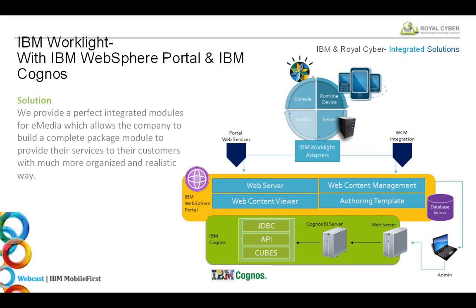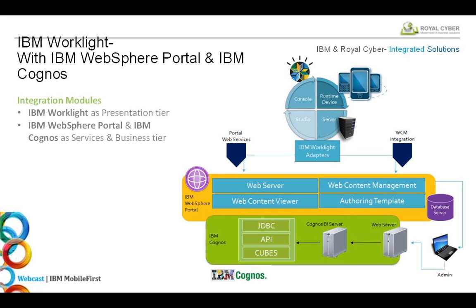Regarding the desired integrated solution architecture, we are leveraging IBM Worklight as the presentation tier for the system, which will be accessible to the end user. Besides it, IBM WebSphere Portal and IBM Cognos will be used as the service and business tier to provide an administrative overview and reporting analytics to the administrator and the business owner in the company.